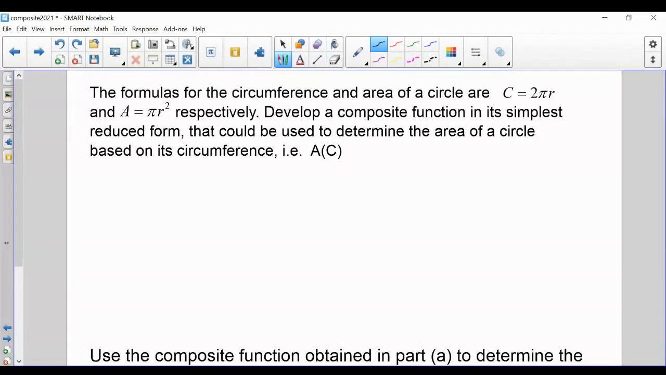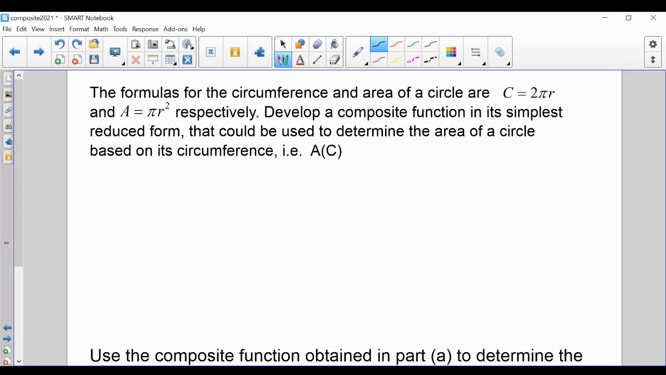Develop a composite function. So here's where we're going to put the composite function principle to the test. Develop a composite function in its simplest reduced form that could be used to determine the area of a circle based on its circumference. So here's what we're saying. I know we can find the circumference if you give me the radius. I know you can find the area if you give me the radius as well.